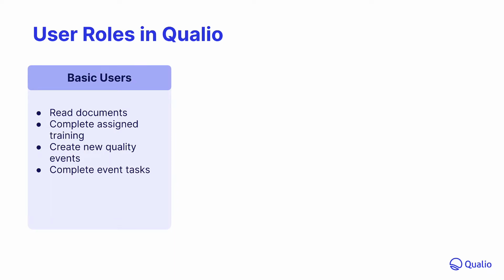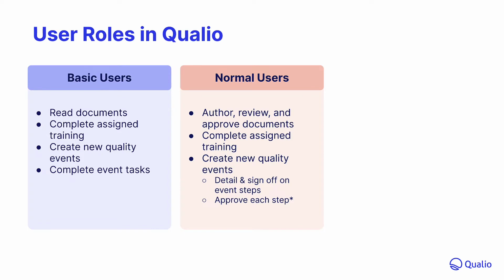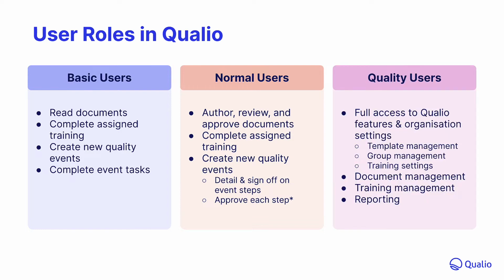Basic users can read documents and complete training on those documents. They may also need to log quality events and complete event tasks if that feature has been enabled for them. Normal users can do everything the basic user can, but can also create, review, and approve documents and manage events. Quality users have full permissions and access to Qualio features, settings, and reporting.